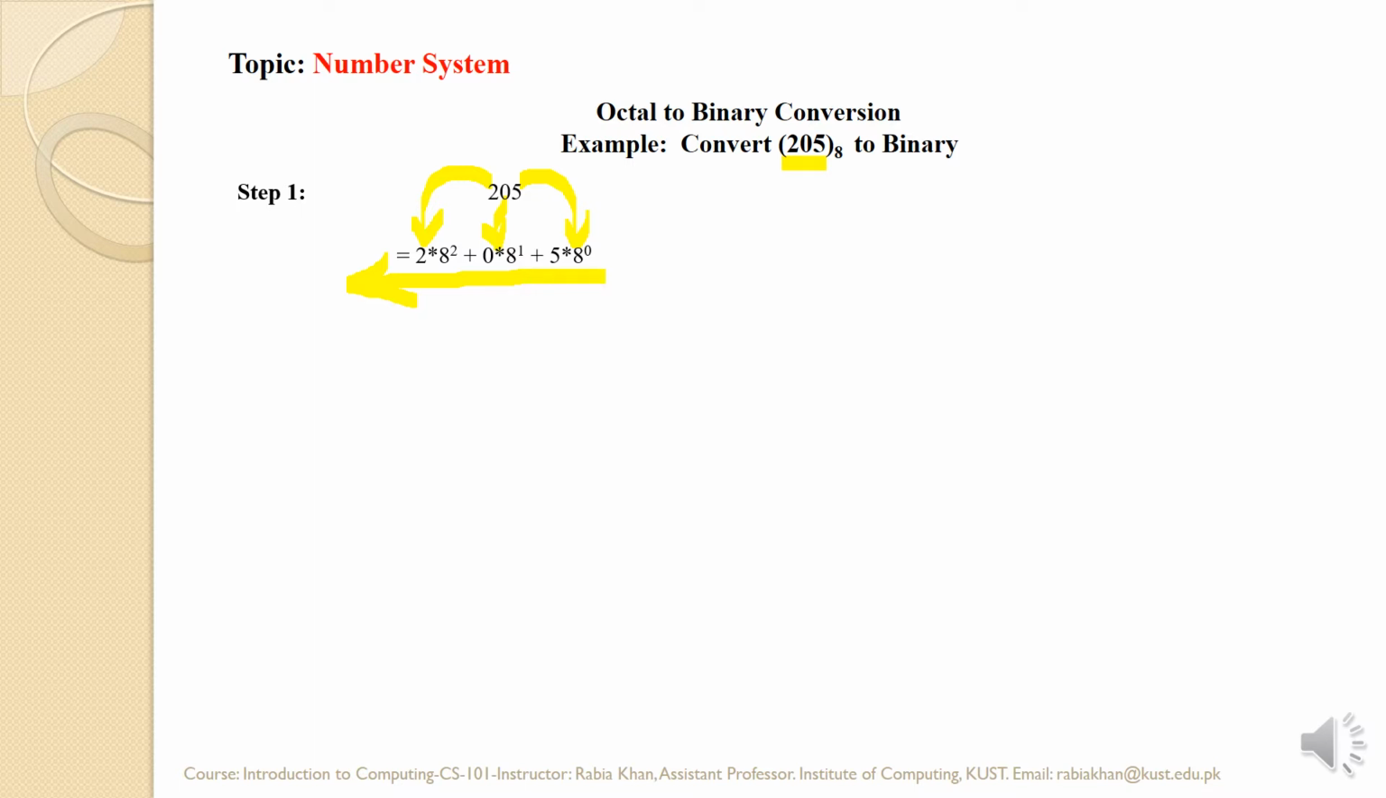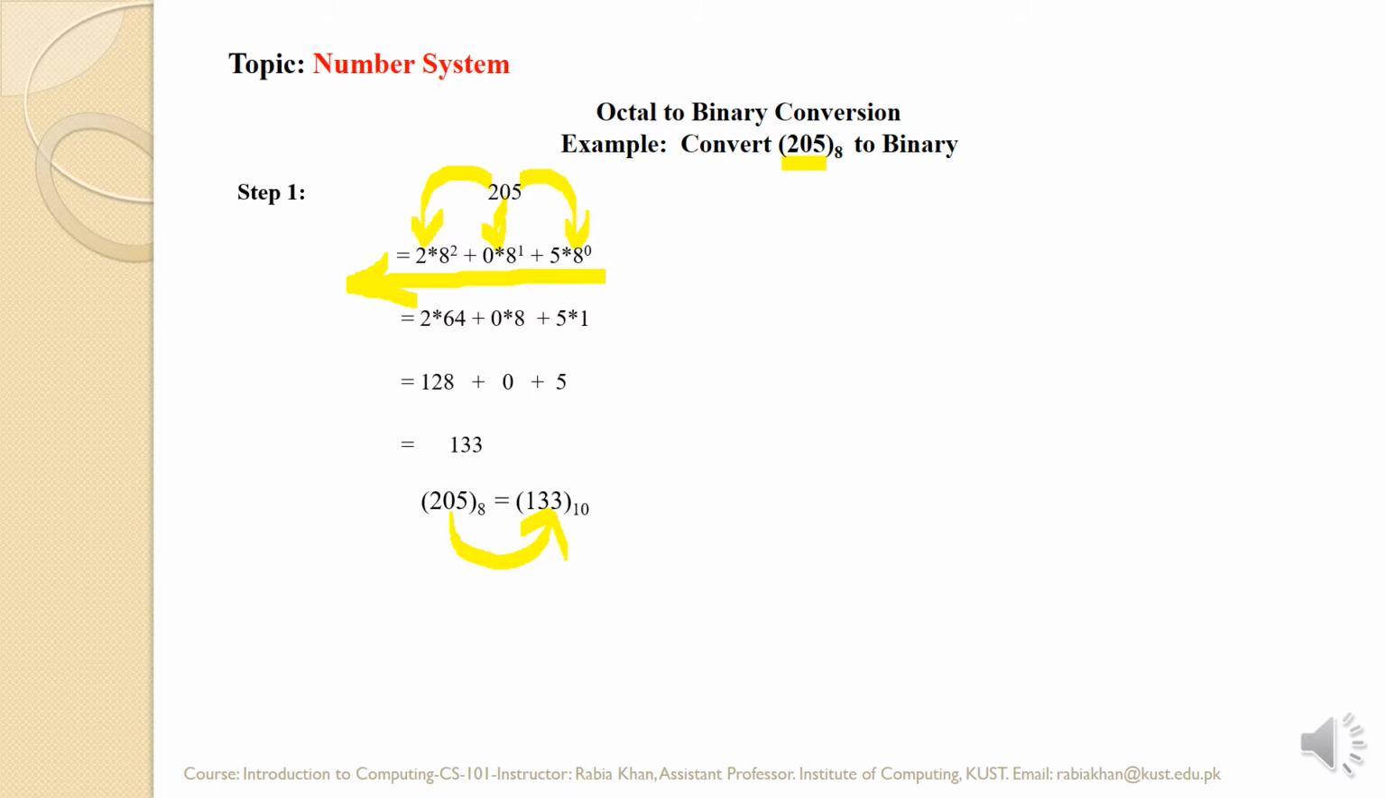Now we clear the powers, and this is the result after clearing up the powers. After multiplying we get this result, and after adding up the multiplication products, the end result is 133. This 133 is a decimal number. So 205, which was an octal number, has now been converted to 133, which is a decimal number. So here the first step is completed.